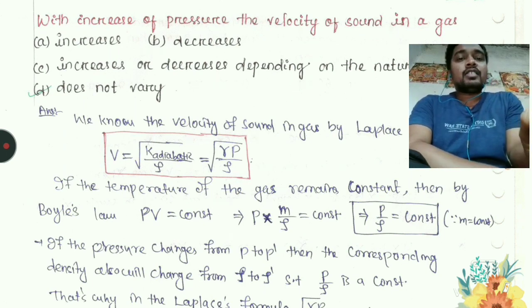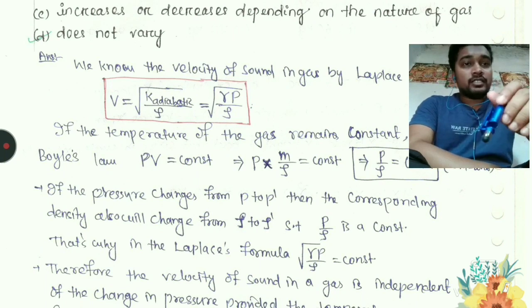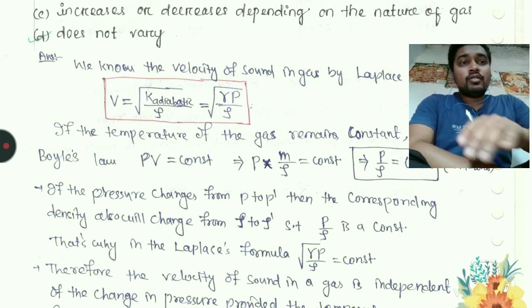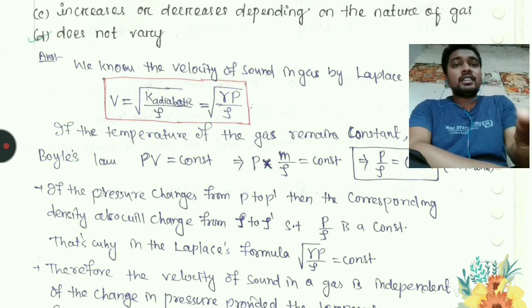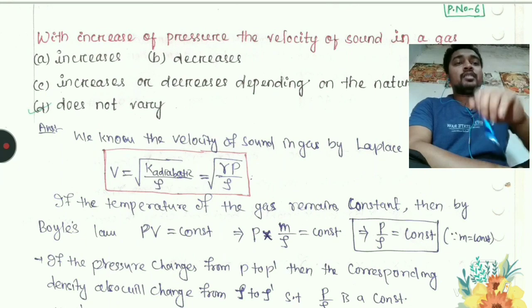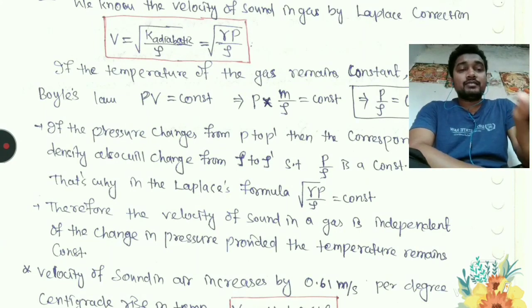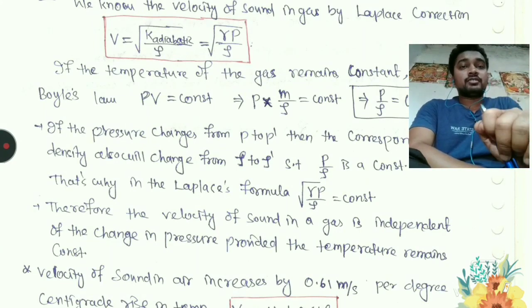So if the pressure changes from P to P dash, then the corresponding density also changes. So that's why P by rho will remain constant. Then in the Laplace formula, P by rho is constant, gamma is constant, so V is constant. That is, velocity of gas is constant. If we increase or decrease the pressure, it will not affect at all. So velocity of sound in gas is independent of the change in pressure, provided the temperature remains constant.